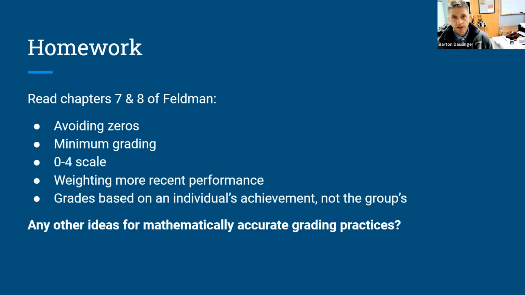And thanks for sticking with us. Thanks for doing the homework and being committed to this. A lot of you have read the Feldman book before, so read it again. Maybe read it with your ILT, and just chapters 7 and 8. That's after he goes through the history, after he establishes his pillars, then he starts talking about some practices. So that's what we're getting into now. And he talks about avoiding zeros, minimum grading, 0 to 4 scale, weighting more recent performances, and group work.